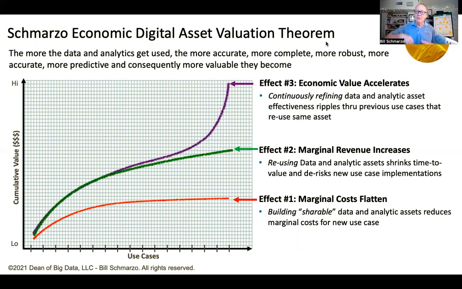The ability to continuously refine and adapt my data and analytic assets and make them more effective means that any improvements I make to those assets ripple through all the previous use cases that reuse that same asset, creating this asymptotic increase in value that explodes as more and more use cases reuse these assets. We're really exploiting the economics of compounding, how a 1% improvement compounded over 10, 20, 100 use cases has this incredible growth factor. Anyway, I hope you found this explanation useful.